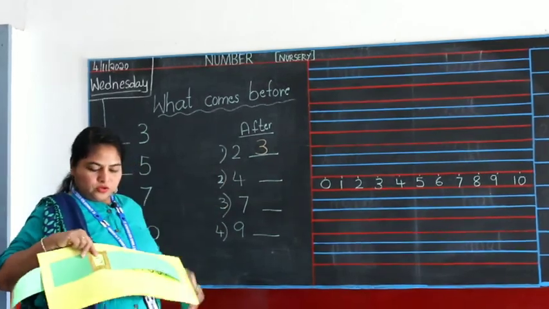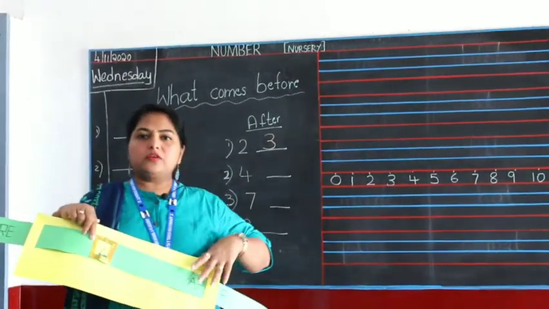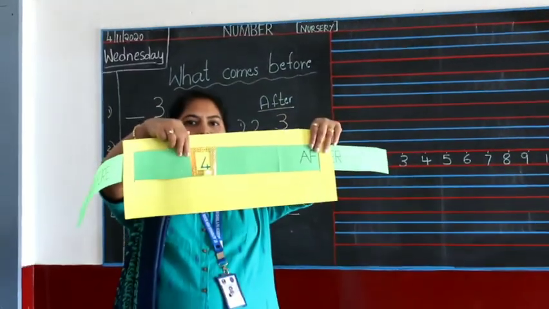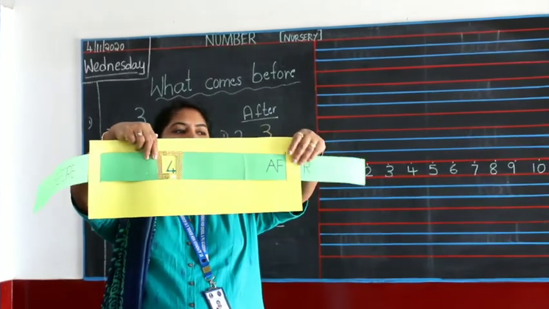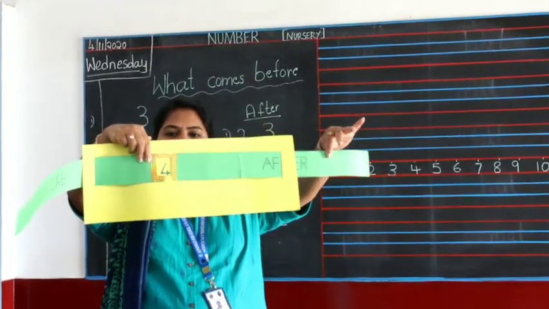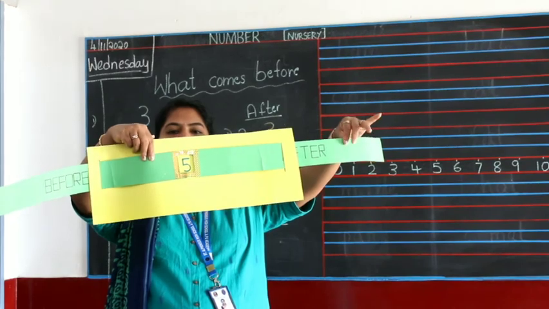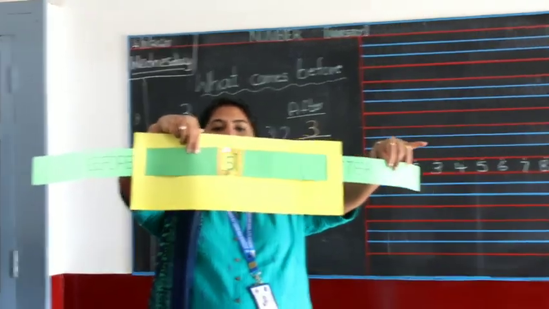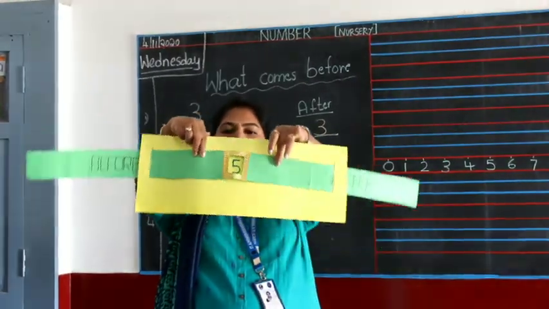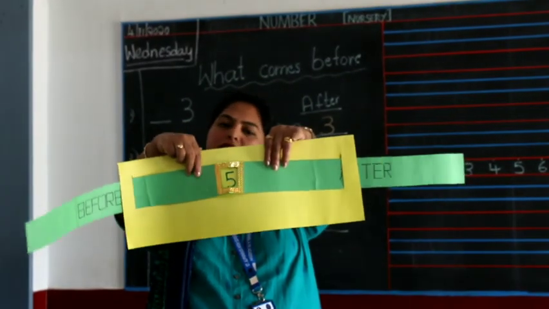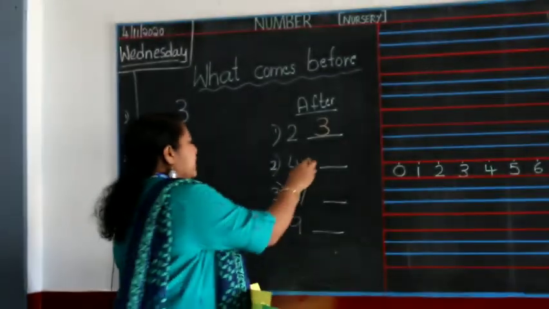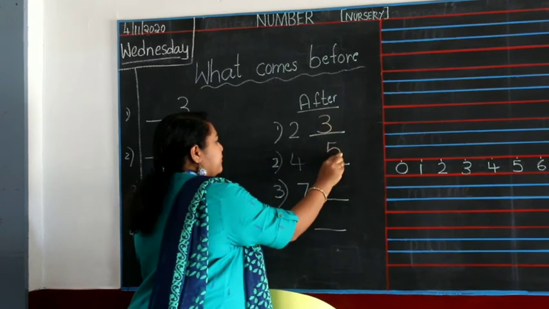That's 4. So I have 4 here. So there's 4. What comes after 4? So again we'll drag the after side and slowly we see the next number, that is 5. So the number after 4 is 5. So let's write 5 here.